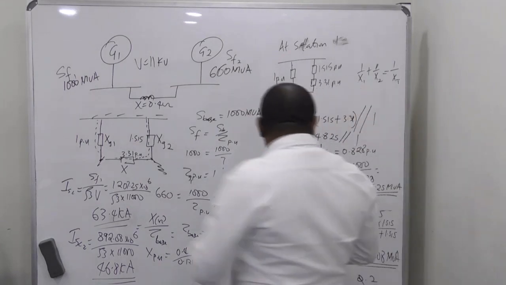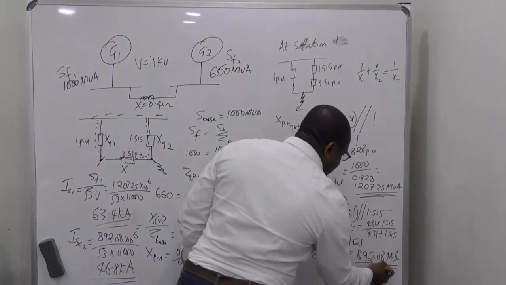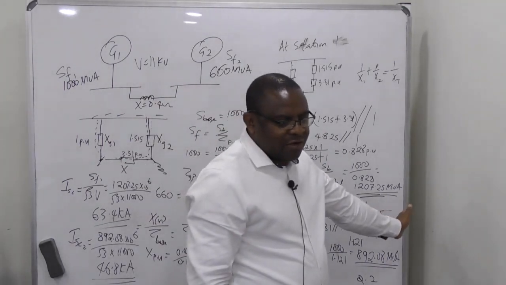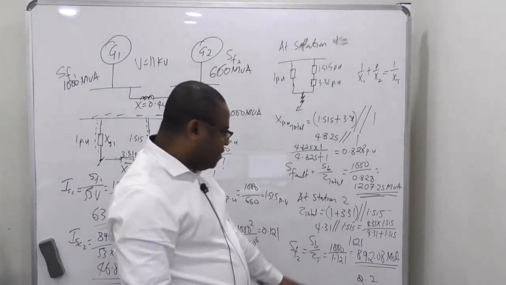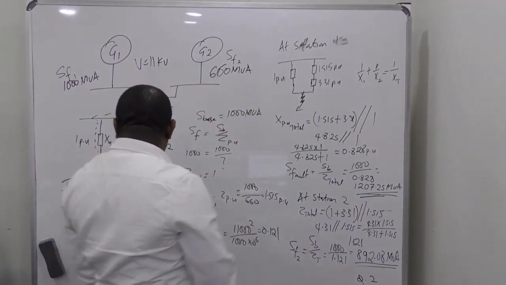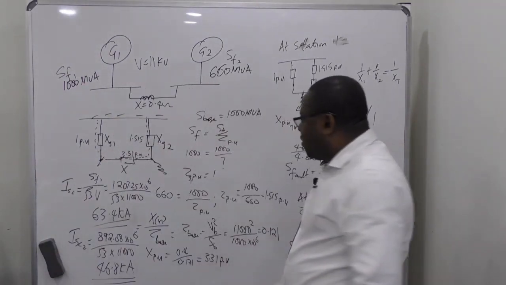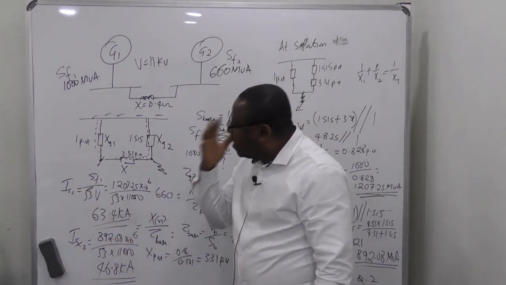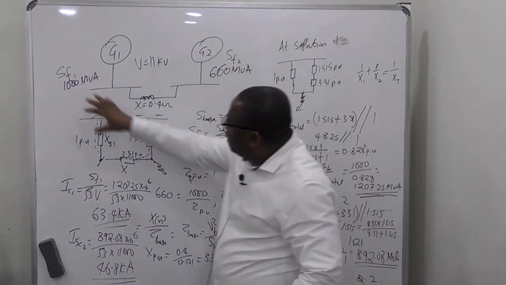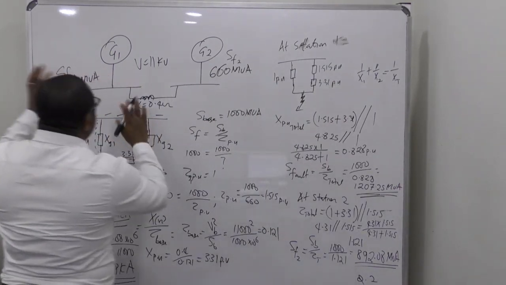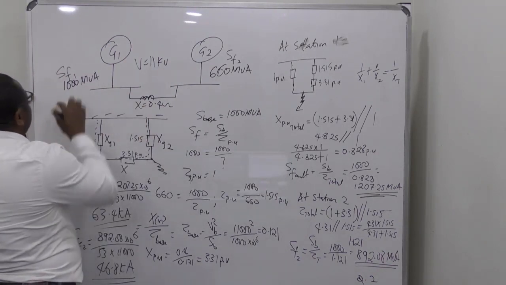Remember, this is the answer, right? Because we just want to calculate the short circuit VA at each station. This one and that one, okay? But I was just saying, to convert them to kiloamps, the short circuit current, you have this and that. What does this tell you? Look at it.